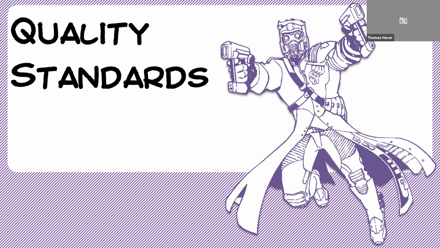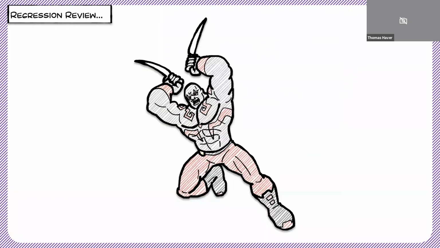So let's talk a little bit more about maturing the state of our automation by implementing some quality standards. In my opinion, this is more difficult than actually putting together any sort of framework or conducting training. It's getting people to adhere to your standards and practices. One of those that I recommend is regression review.